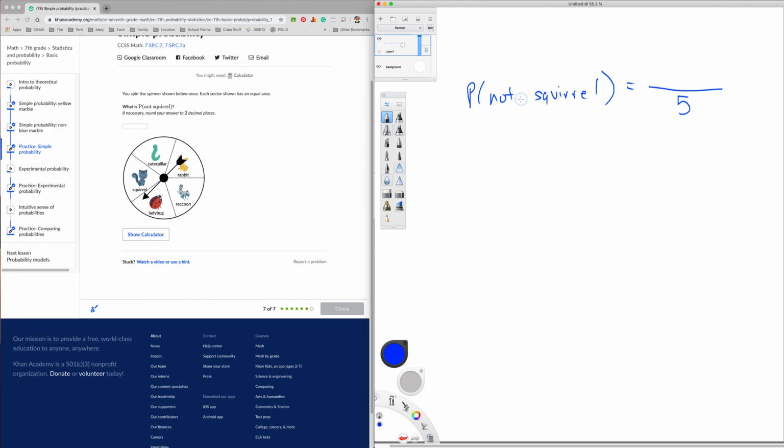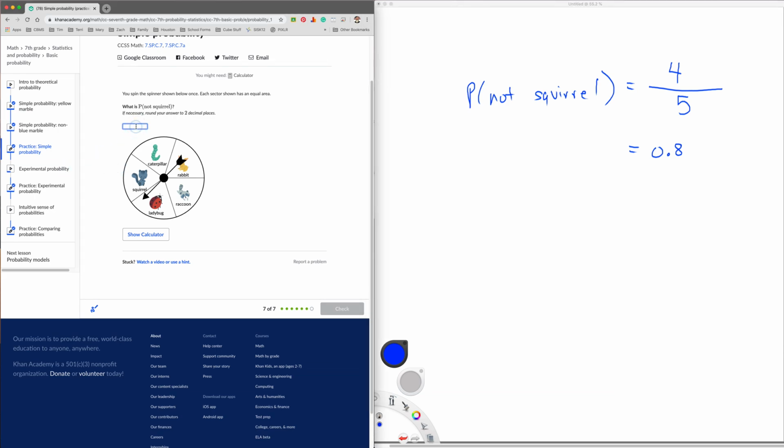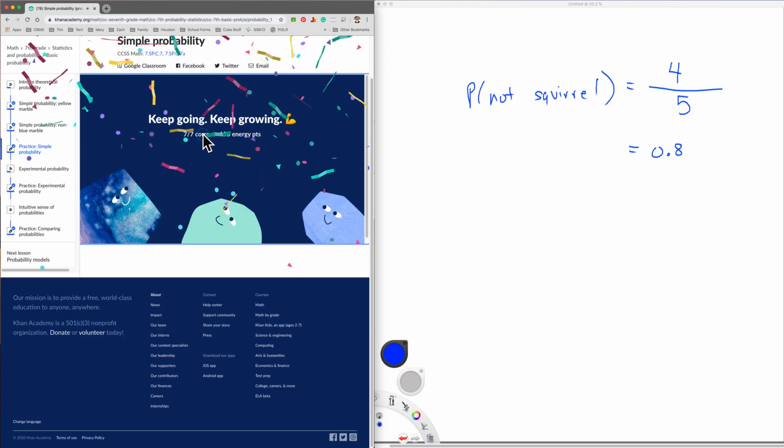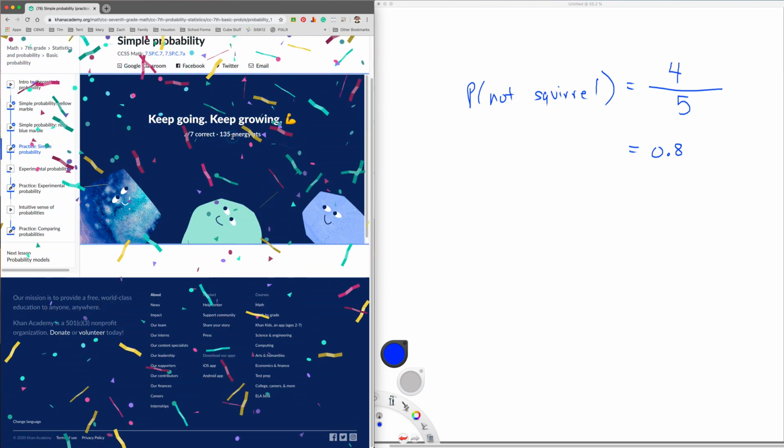And then how many of them are not squirrels? Well, caterpillar's not a squirrel, rabbit's not a squirrel, raccoon's not a squirrel, ladybug's not a squirrel. So 4 out of the 5 are not squirrels. And 4 out of 5 is 0.8 if you put it as a decimal. So it should be 0.8. And so I'll check that and look at me. I earned some energy points. Look at that, it's celebrating.